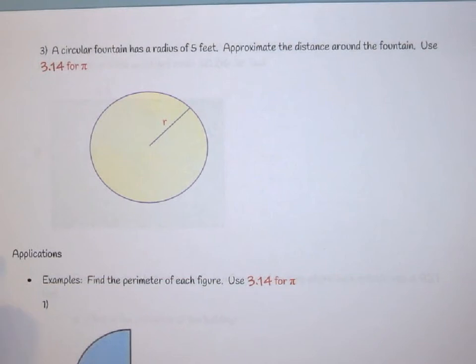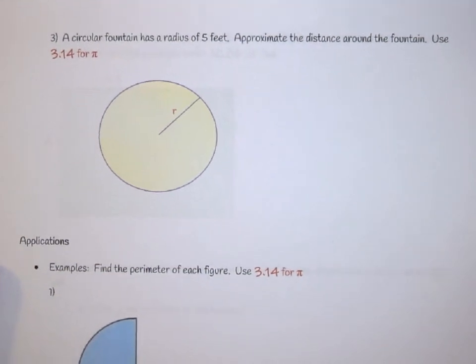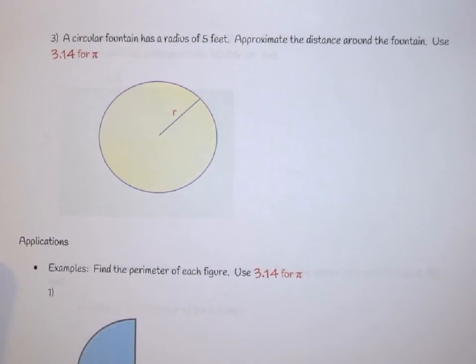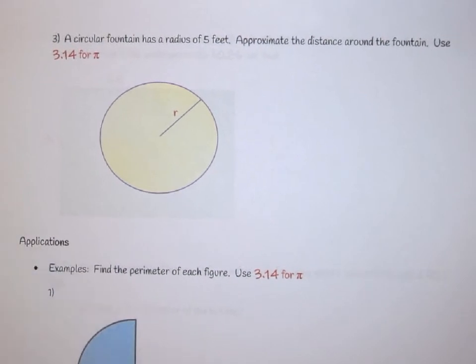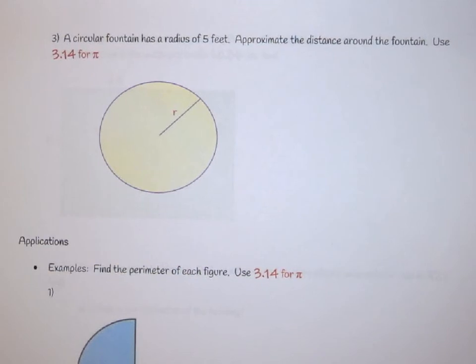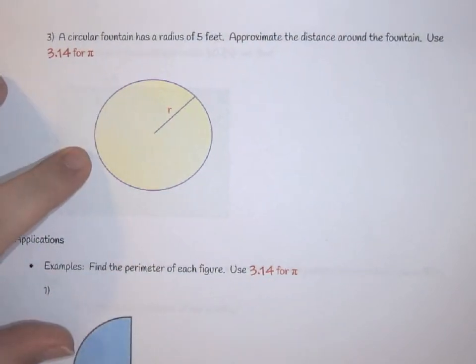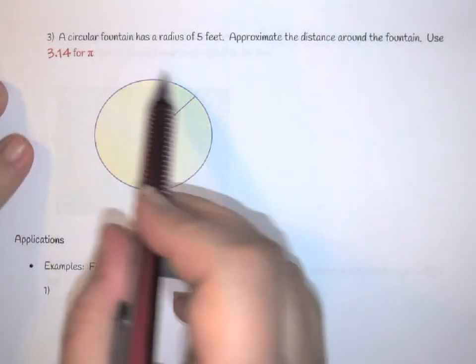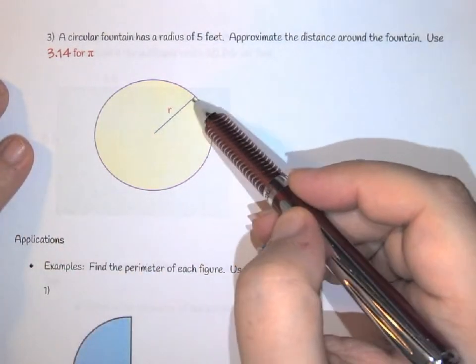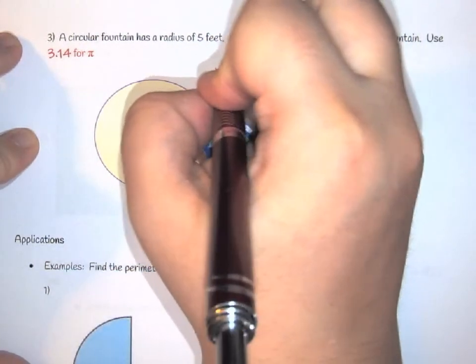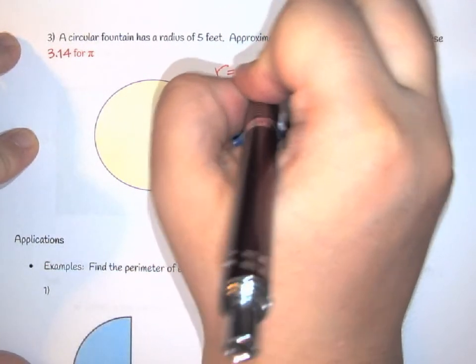Let's look at some more. Here, this problem says that a circular fountain has a radius of 5 feet. Approximate the distance around the fountain. Use 3.14 for pi. So here, I actually input the circle so that you can see it. We're talking about a circle here that has a radius, and specifically we're told that that radius was 5 feet.